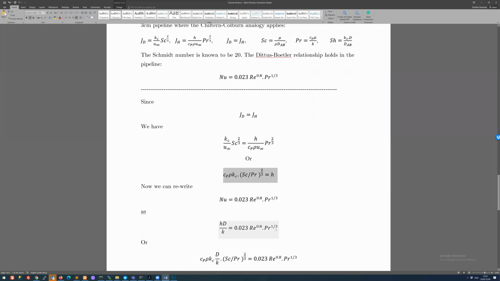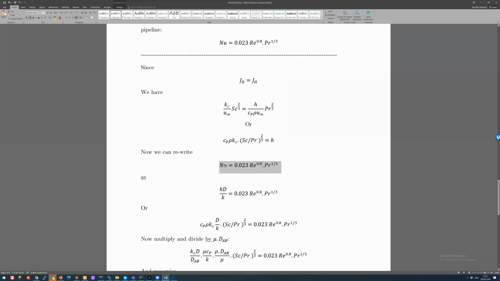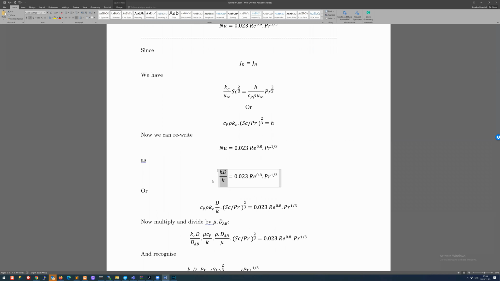And then if you look back at your Dietrich-Butler relationship, which was this, right? It's just repeated here. Then we can rewrite the Nusselt number here. Nusselt number, overall heat transfer coefficient, diameter, and conductivity, those ratios. We can replace this H because now we've got an expression for our overall heat transfer coefficient here, right? So we just showed H could be written like this. So you can make that substitution and you end up with that.